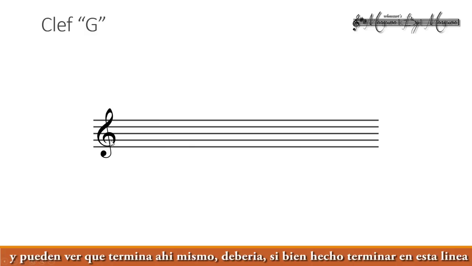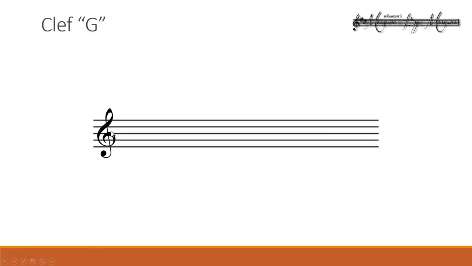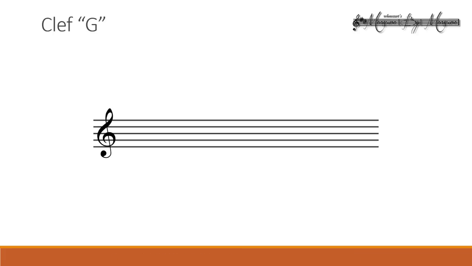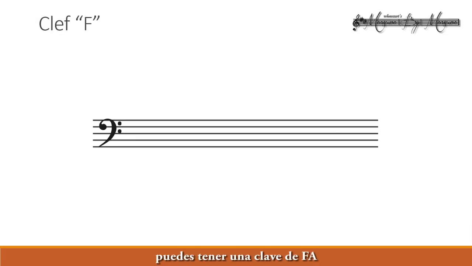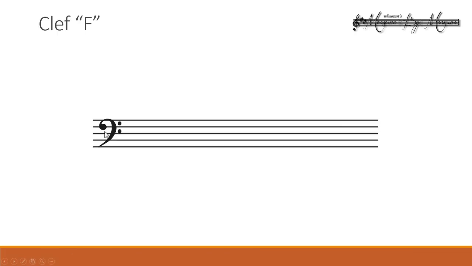And it should be, if properly done, then it'll end on this line, and this line is a G. That's why it's called the G clef. The G clef is also known as a treble clef because it's used for high-pitched notes. There are different kinds of clefs, and you have an F clef. This is used for low notes. It's a low register clef, and it's also more commonly known as the bass clef.